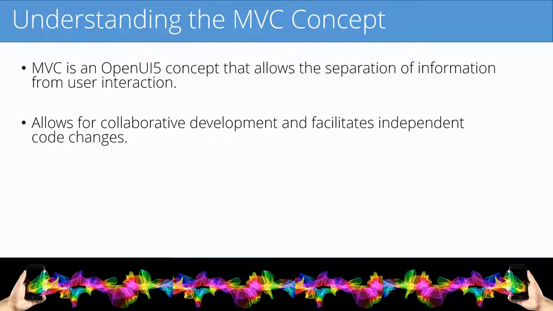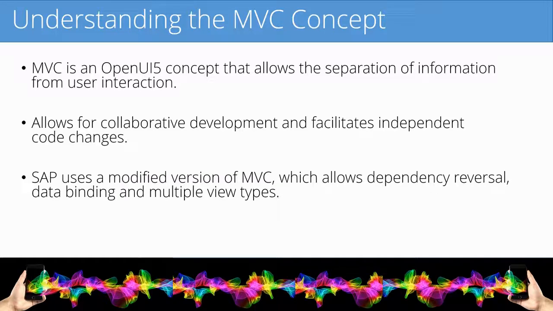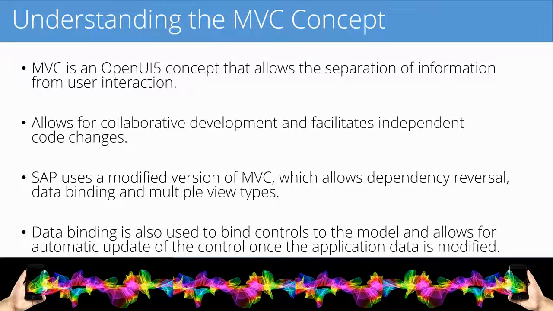It allows for collaborative development and facilitates independent code changes, which is very important when you're building apps. SAP uses a modified version of MVC, which allows dependency reversal, data binding, and multiple view types. So data binding is also used to bind controls to the model and allows for automatically updating the control once the application data is modified. This is very important when we're building our apps.